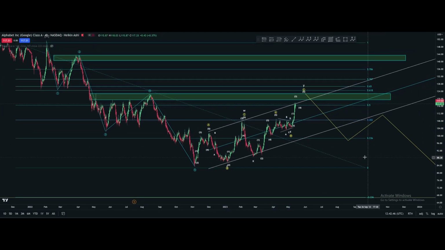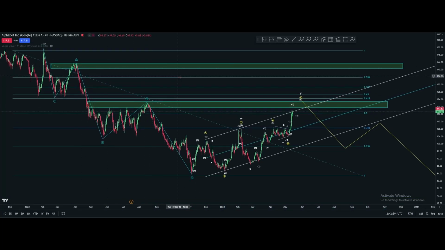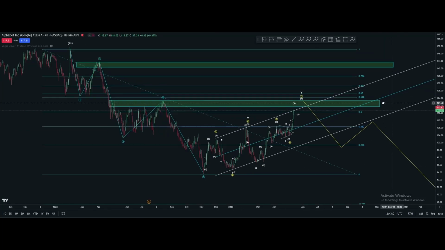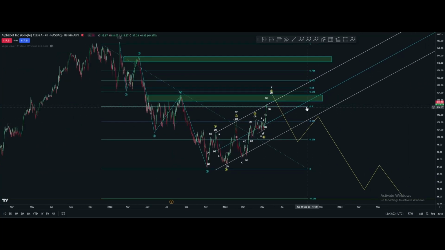Demand zone and the previous resistance or support, as you wish, would be the previous structure wave 4 as well. And then of course the next level would be the wave 2. But we know that the bear algo is going to defend here from 0.5 to 0.618.